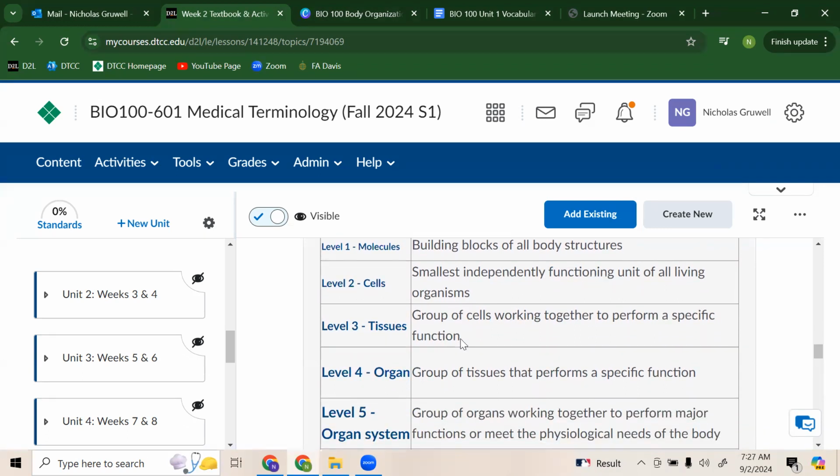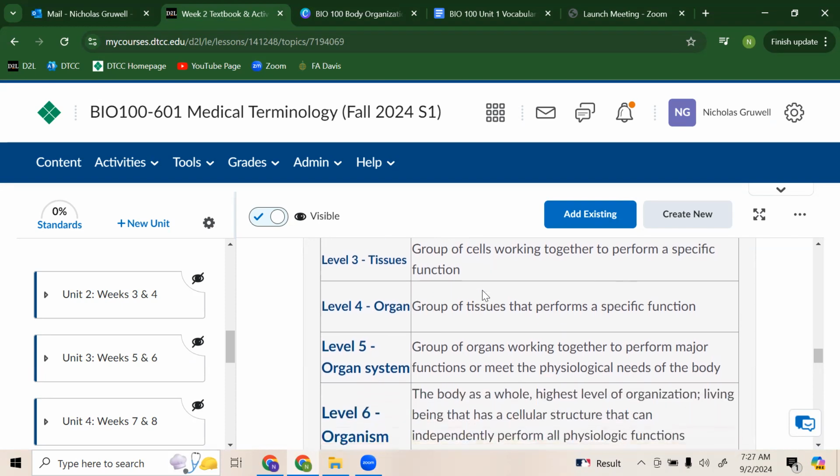Molecules come together to form cells, which is our smallest functioning unit of living organisms. So even though this is level 2, this is our first level where we can actually have something that is living. If we have cells, we form a tissue. So these are groups of cells working together to perform a specific function. When we have multiple different tissues that are grouping together to perform a specific function, we call that an organ.